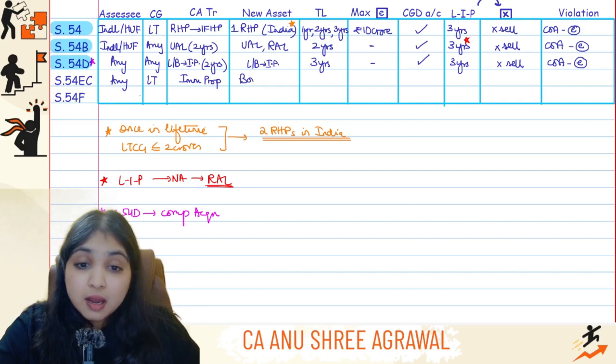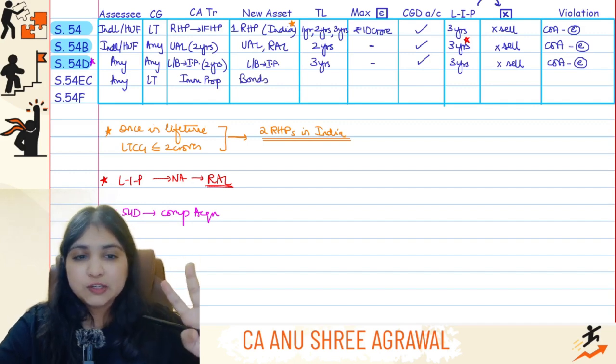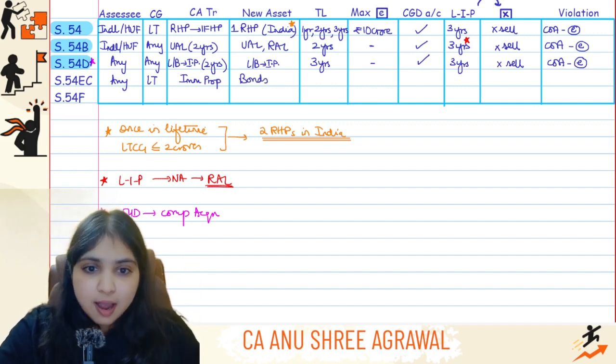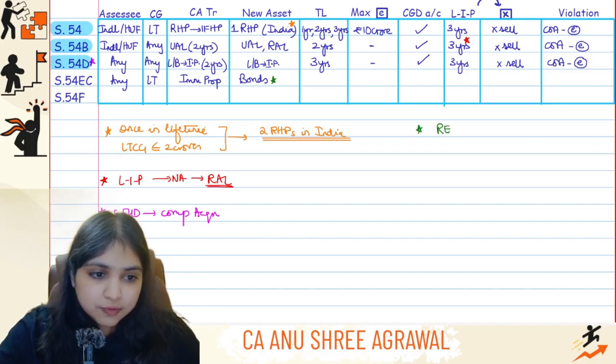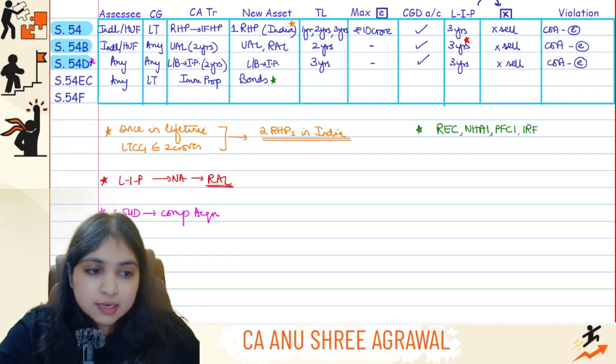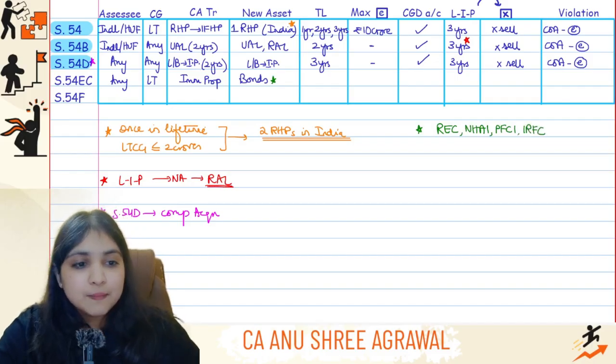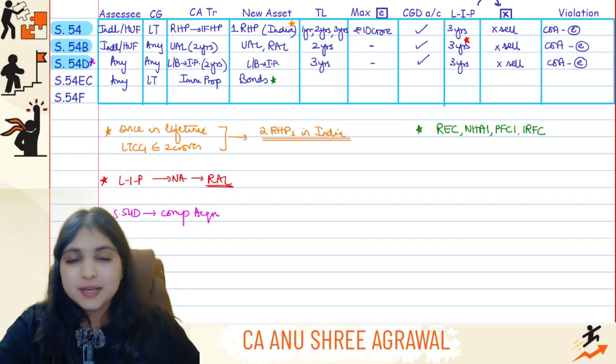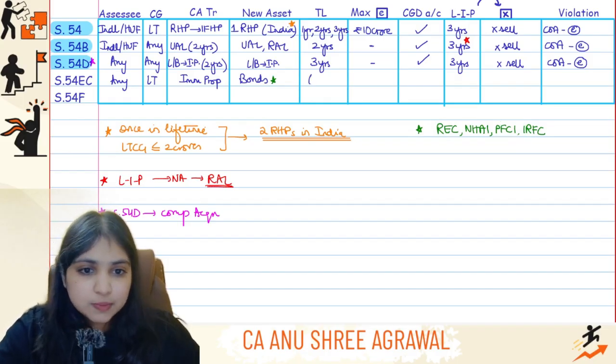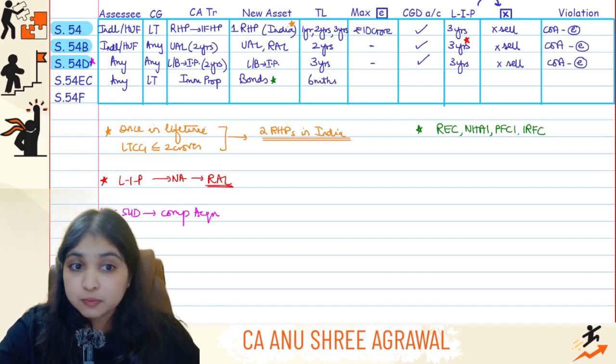We are buying bonds. What kind of bonds? 4 bonds we're talking about. What are the 4 bonds? I'll put it for you over here. The 4 bonds are Rural Electrification Corporation of India, then National Highway Authority of India, then PFCI, Power Finance Corporation of India, and then IRFC, which is Indian Railway Finance Corporation. So we are buying bonds of REC or NHAI or PFCI or IRFC. Within how much time are we supposed to buy the bonds? Within 6 months from the date of transfer, we are supposed to buy the bonds.